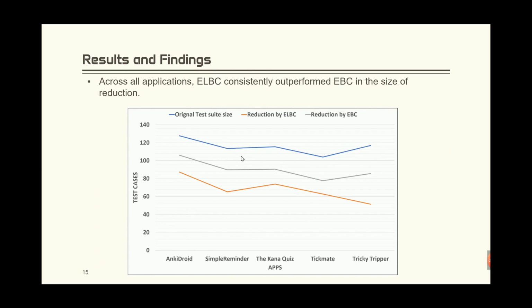Comparing EBC and ELBC, the figure depicts the average reduction of ELBC and EBC for the test suite of each application, and in every scenario across all applications, when it comes to the size of reduction, ELBC constantly outperforms EBC, as you can see in this figure. The most significant reduction by ELBC was in Tricky Tripper, as shown in this figure, with an average of 51.6%.